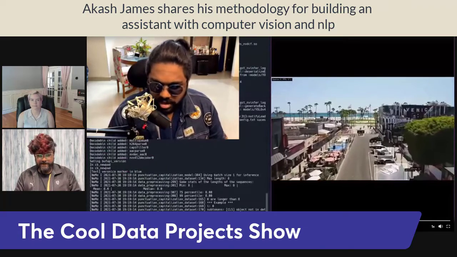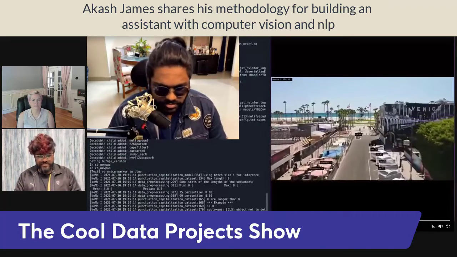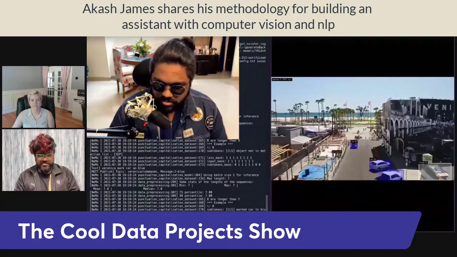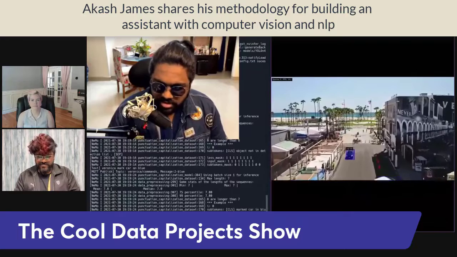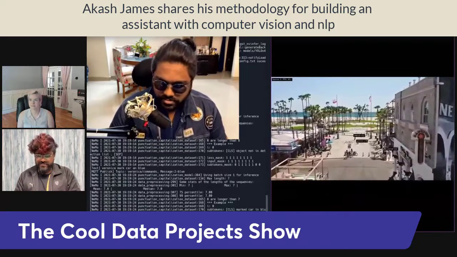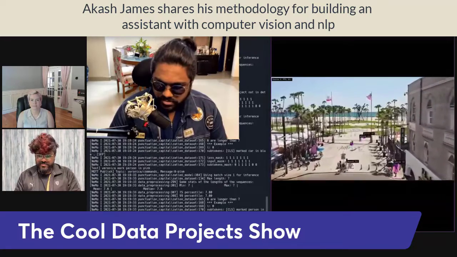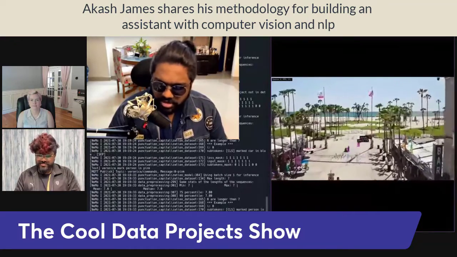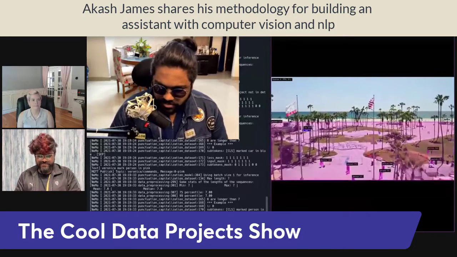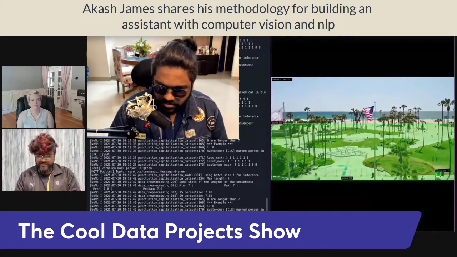Veronica, mark a car in blue. Marked car in blue. Veronica, mark person in pink. Marked person in pink. Veronica, mark person in green. Marked person in green.